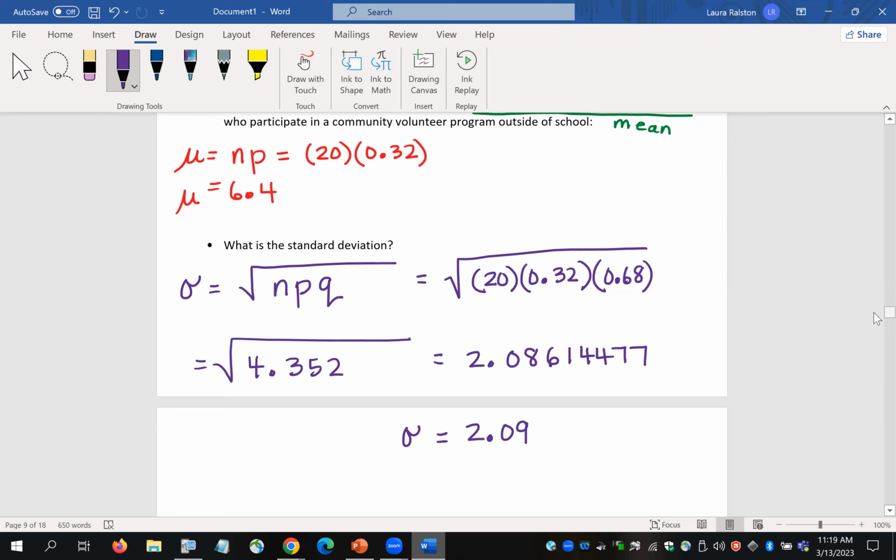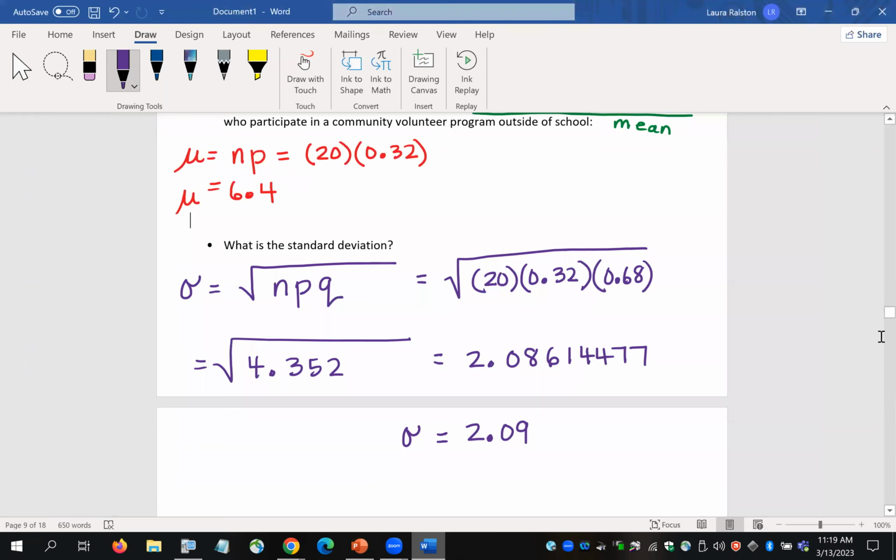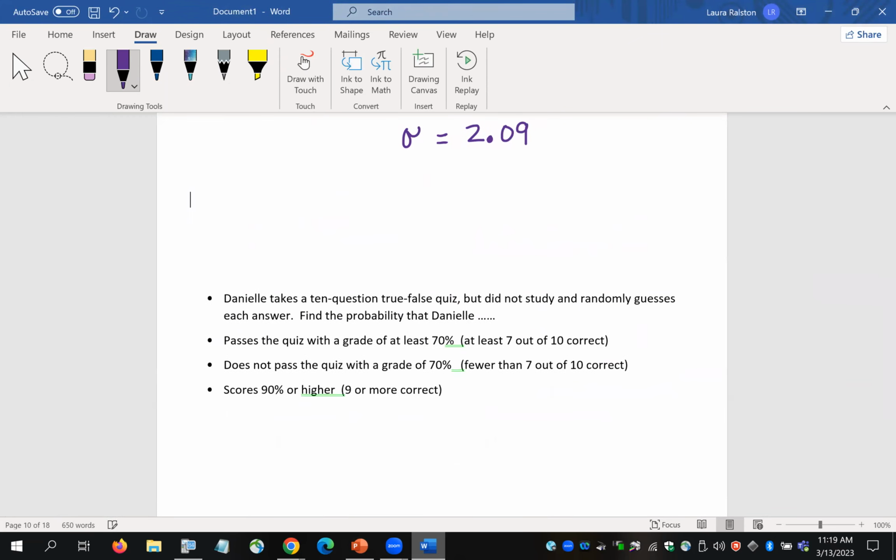Questions? I want to do a couple more examples because I want you to have an example of how to do each one of these types. We've done an exactly, we've done an at most, and we've done a fewer than. So let's see if we can do an example of an at least and a more than. But I'm going to change scenarios on you so we can walk through Minitab again.